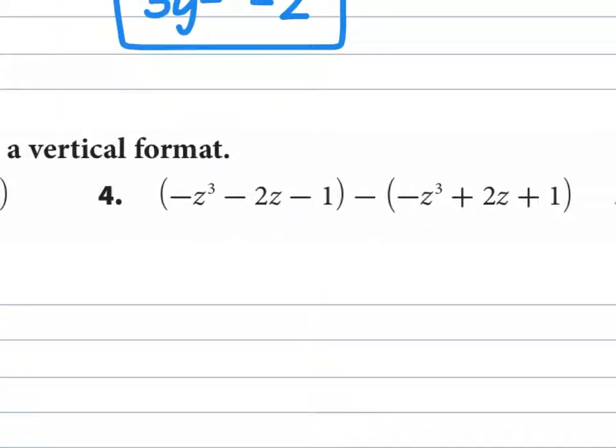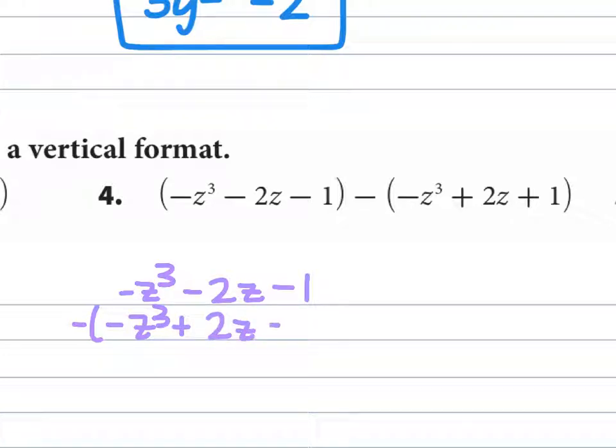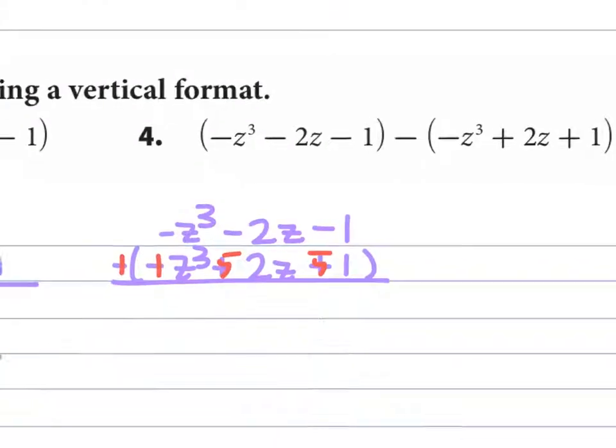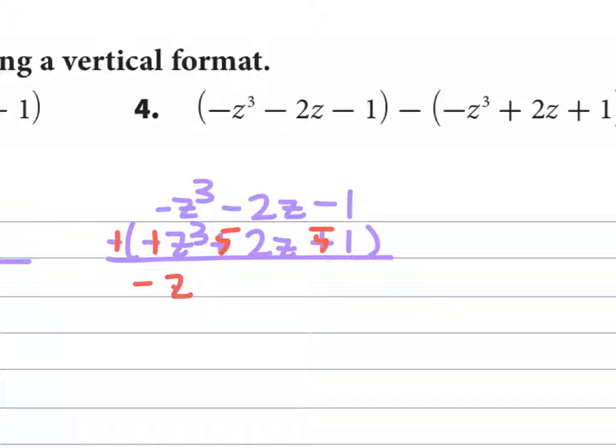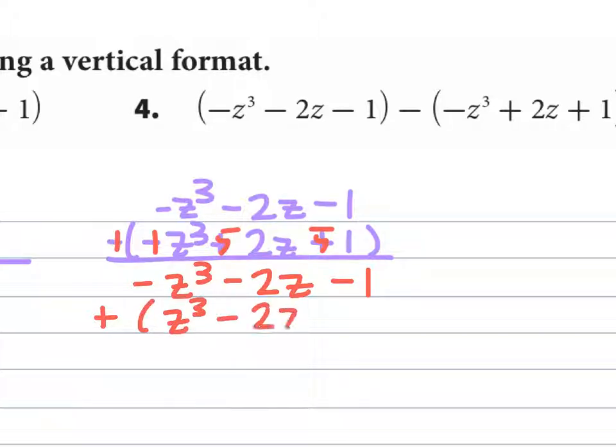For 4, we have a negative z cubed minus 2z minus 1 minus a negative z cubed plus 2z plus 1. So again, we're going to distribute that negative, change the sign on each of our terms underneath, and rewrite to where we have negative z cubed minus 2z minus 1 plus z cubed minus 2z minus 1.